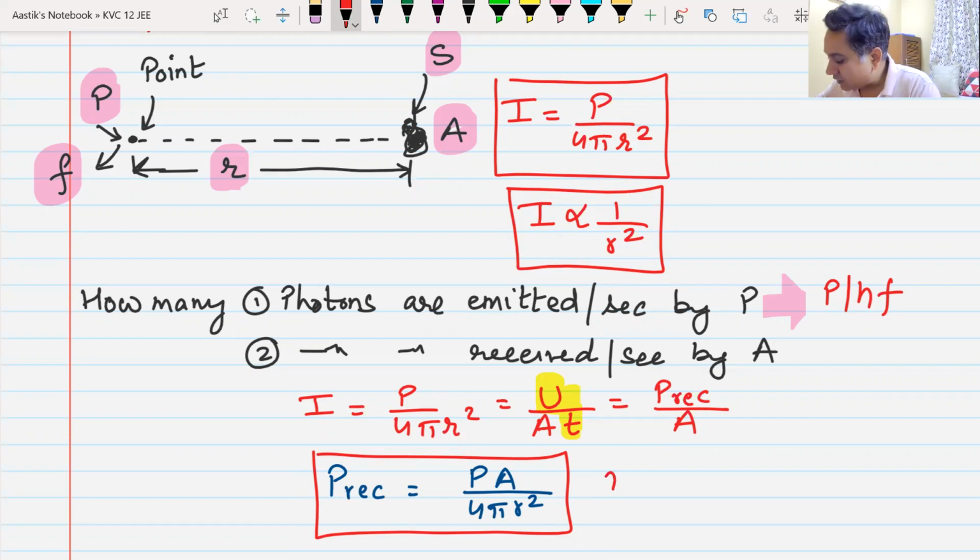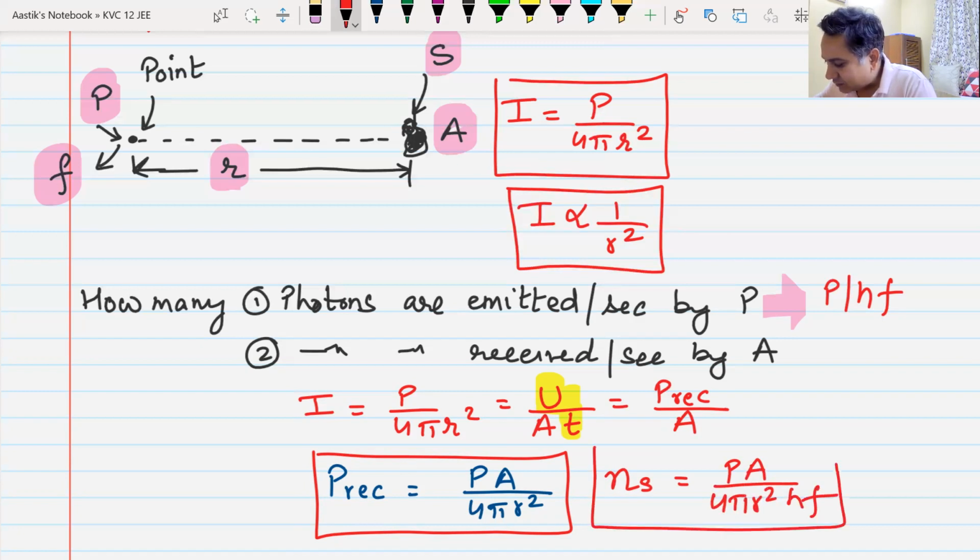Now I can find out the number of photons received per second. Same formula, but now I have to use the received power. So the answer is PA divided by 4 pi r square hf. That is the number of photons that I receive. Do we understand this? Yes or no? Yes, sir.